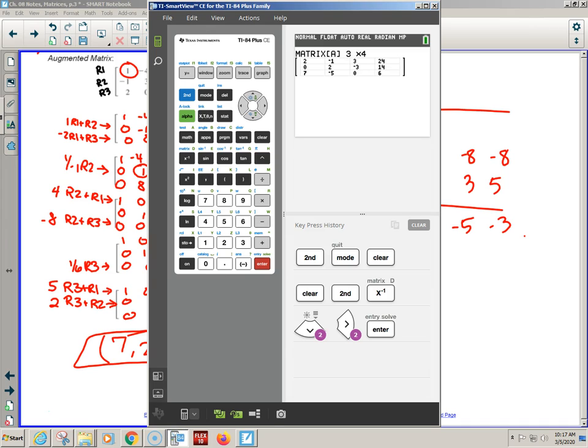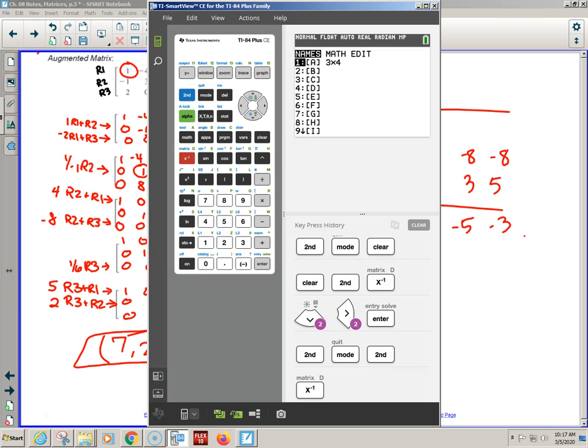This is an organized rectangular array. So I have x's, y's, z's. Now this is not this one. I'm not going to take time to do it, but you make the matrix. You go back to the home screen. Now what? Second, x to the negative 1. Math. I'm going to go just like I do with second trace to go to the calc menu. I'm doing matrix math menu.